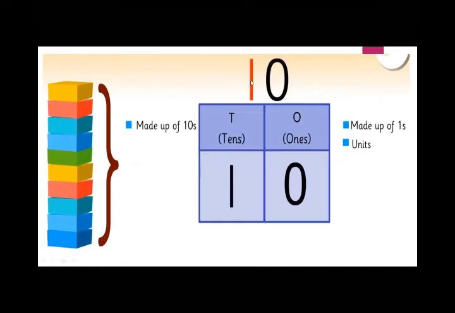Where do we write the 1? Because it is the other digit, the second digit of the two-digit number, it is put in the tens column. So it is made up of tens. This 1 shows the position of the tens, and 0 shows the position of the ones. The place of the ones and the place of the tens. So we write 0 in the ones column and 1 in the tens column.